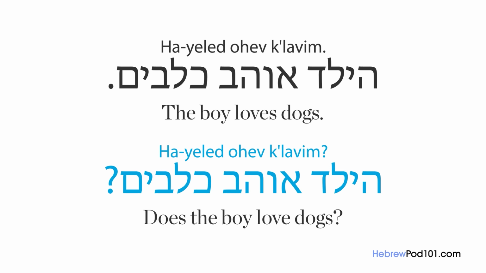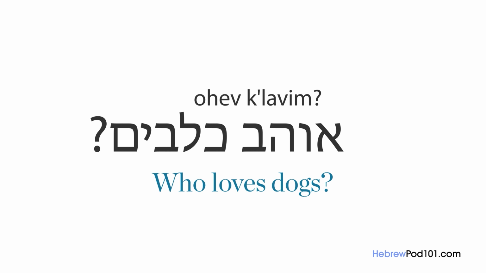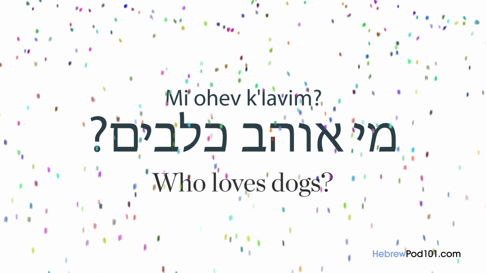The formal way to ask this as a question is to add a word to the beginning of the sentence. But this way is not used very often in speech. You say האם before the rest of the sentence. האם הילד אוהב כלבים? If you want to ask who loves dogs, you replace the subject with the word for who. That word is מי. מי אוהב כלבים? Well done!